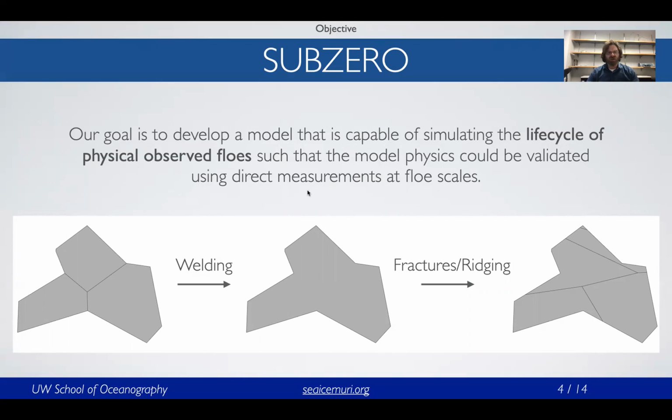And so we have here on the bottom left, 3 elements that are next to each other. These elements can then weld together to form one larger floe. And then if there's enough fracturing and stress, this individual floe element can then break up again into a couple of new floes.